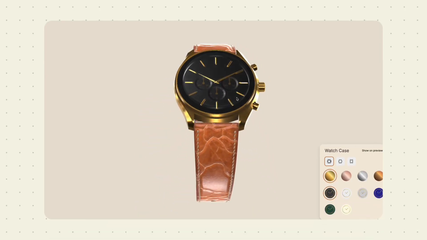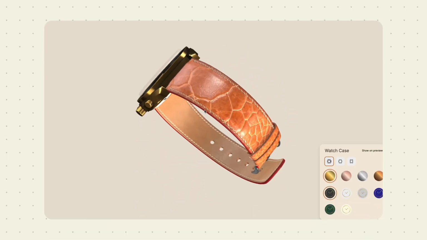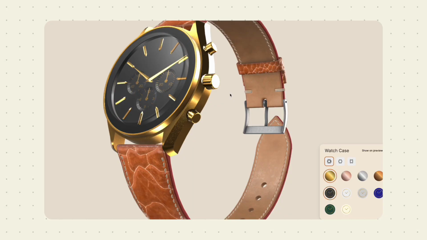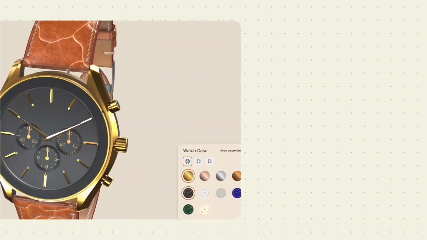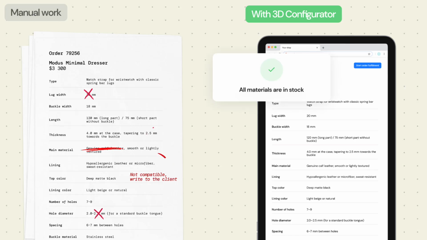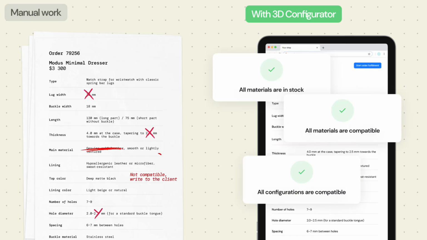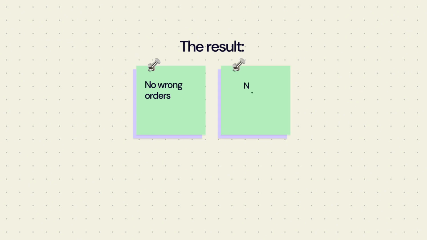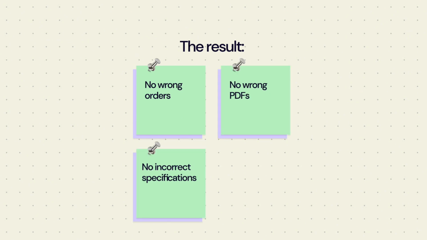A 3D configurator isn't just a visual tool. It has a full rules engine behind it, defining what can and cannot be built. This means the customer only sees valid combinations, no incompatible materials, no incorrect widths, no impossible stitching options. All production constraints, material limits, and technical rules are encoded inside the system. As a result, no wrong orders, no wrong PDFs, no incorrect specs, and no need for manual checking ever.